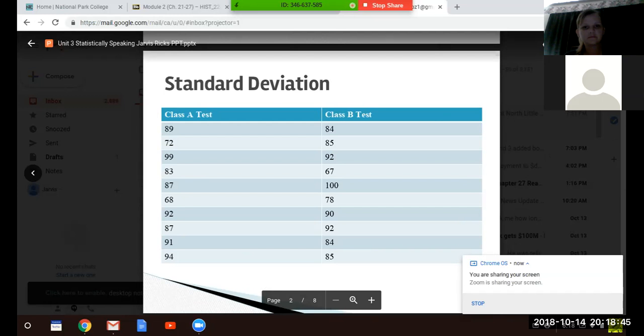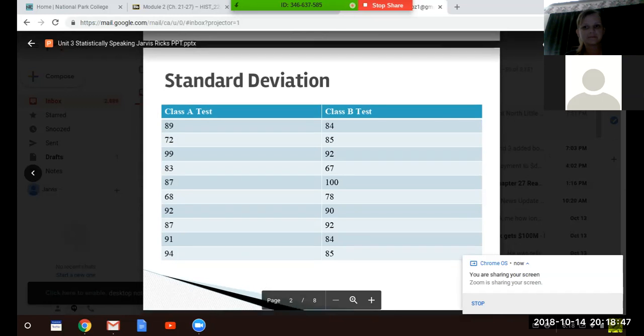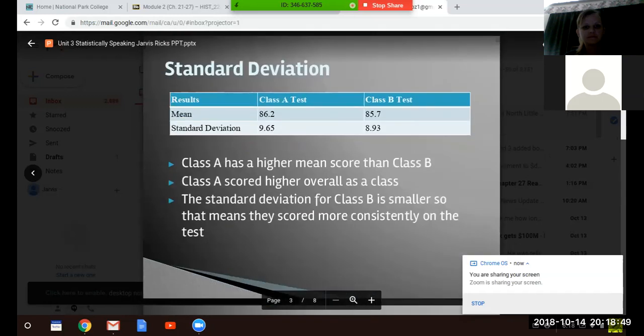Okay, you see that? Class A has a higher mean. You see that? Class B.